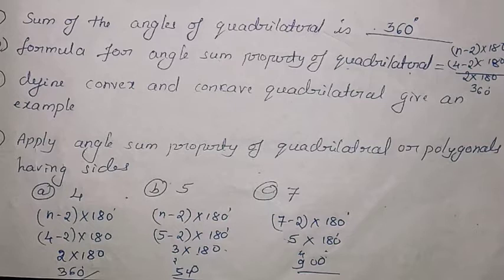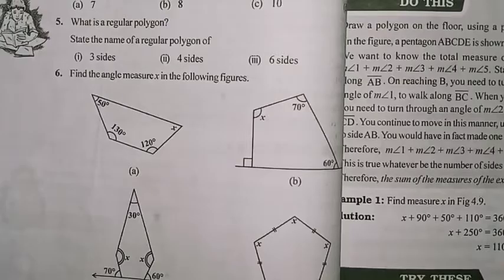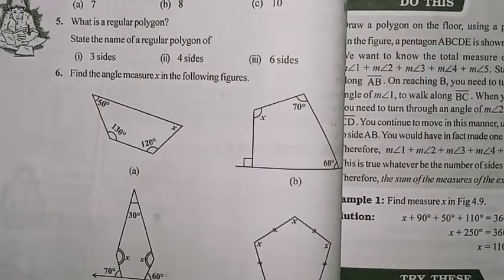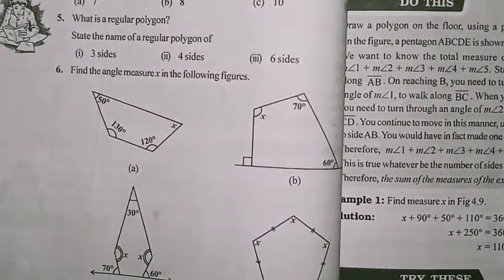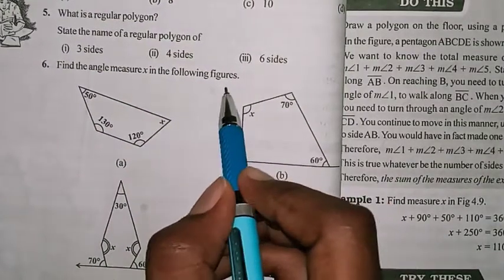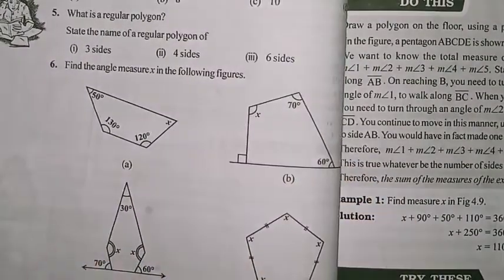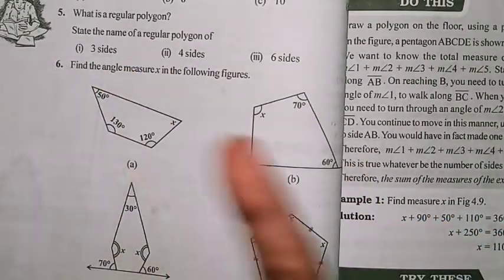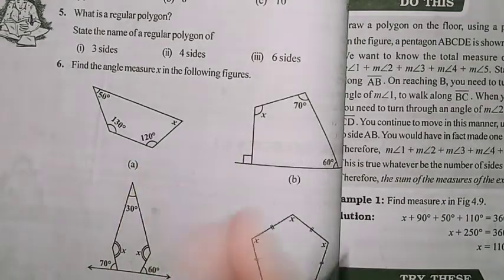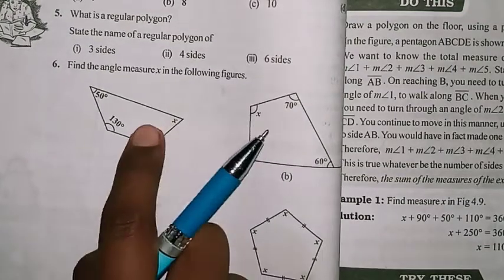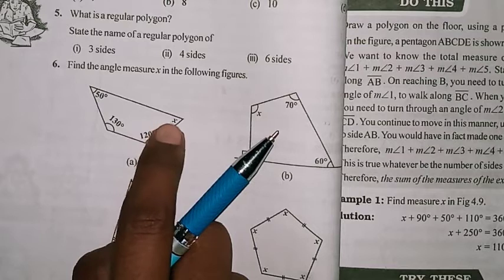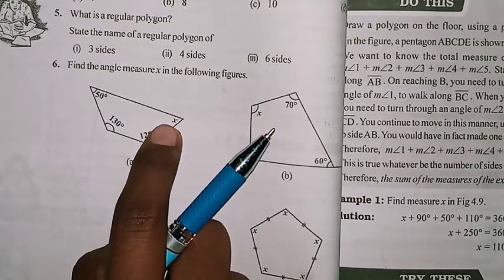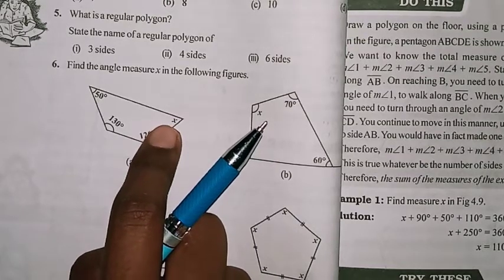Okay, so let's move towards today's concept, exercise 4.1, the 6th problem. You can observe what they have given: find the angle measure x in the following figure. That means you have to apply the angle sum property here, and from that find the x value. One of the angles they have not given, that is given as x. So you have to find the value of x from this.